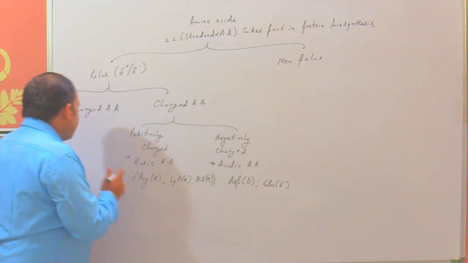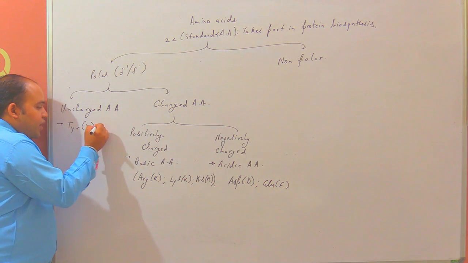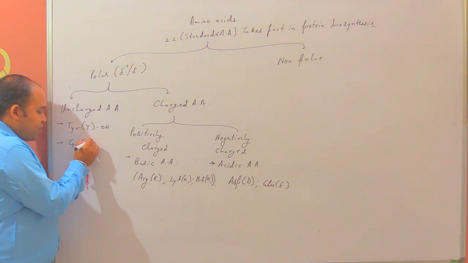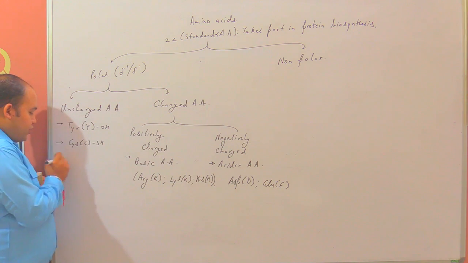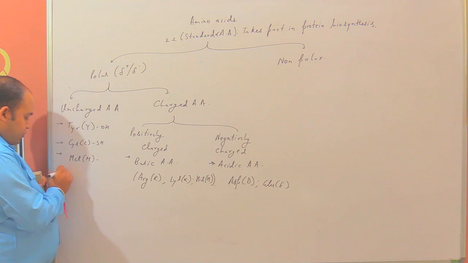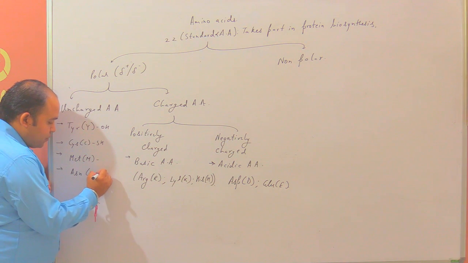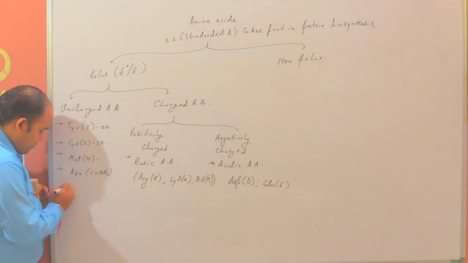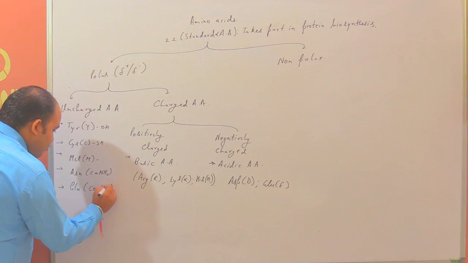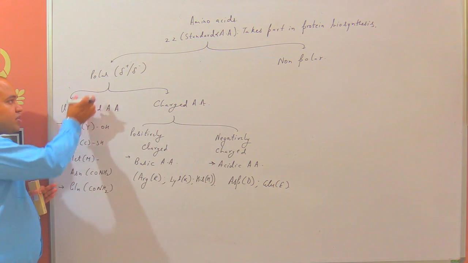For example, the functional group containing amino acid tyrosine, represented by Y, contains a hydroxyl functional group and will be included here. Cysteine, represented by C, contains an SH group and will be included here. Methionine, M, will be included here. Asparagine, ASN, with a CONH2 group, will be included here. Glutamine will be included here. So there are several different types of functional group containing amino acids, those which are uncharged but still kept in polar.